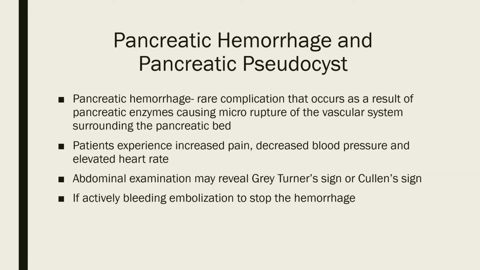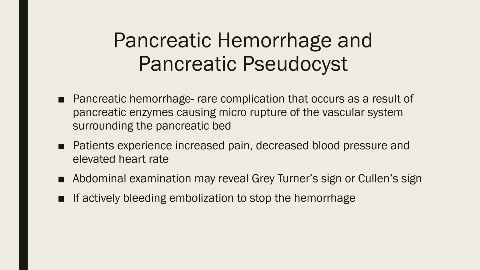So pancreatic hemorrhage and then pancreatic pseudocyst. These are also complications. Pancreatic hemorrhage is a rare complication that occurs as a result of these pancreatic enzymes eating into the vascular system and rupturing the vascular system surrounding the pancreatic bed. This is the autodigestion, where the pancreas is eating itself and they will eat through into the vascular system.